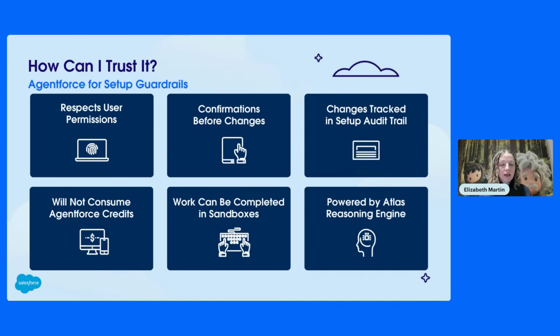And then the last thing, and I think this is one of the most important things, the agent is powered by the Atlas reasoning engine. So you're not going to be able to ask it questions like what's a good restaurant in San Francisco, because that's outside of the scope of the guardrails that the agent has.